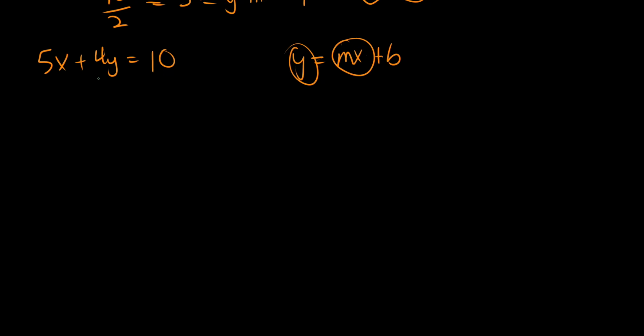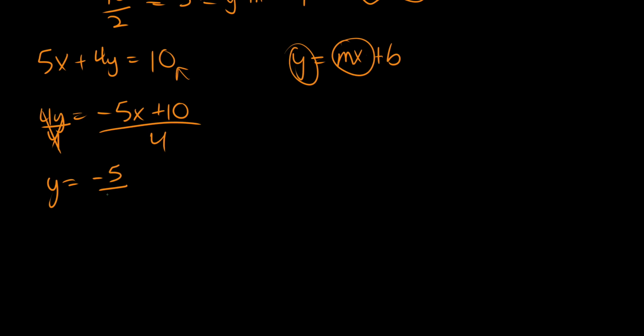So let's go ahead and try to do that. Well, what can we do to move 5x onto this side? Well, we can subtract 5x, so we get 4y equals negative 5x plus 10. And then to get y by itself, we would divide everything by 4. Okay, so y equals negative 5 over 4x plus 5 over 2.